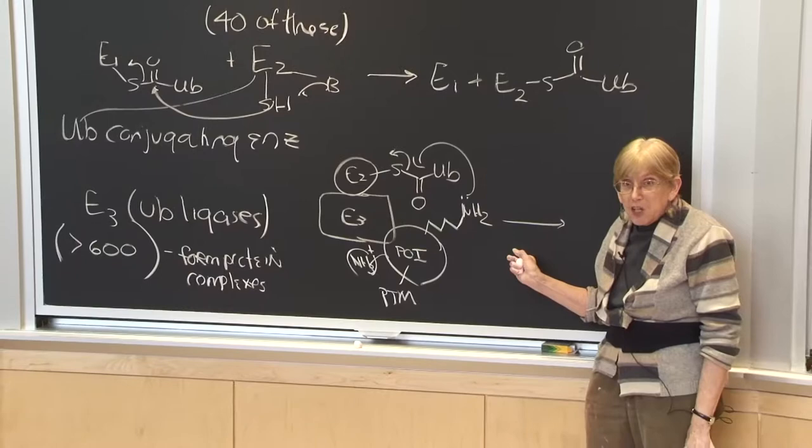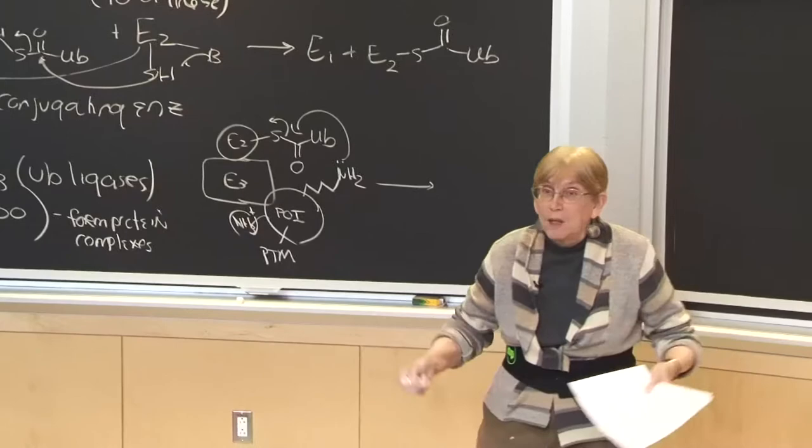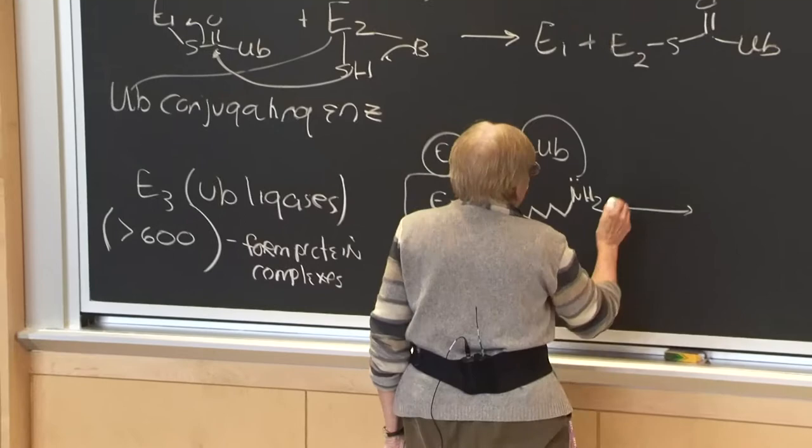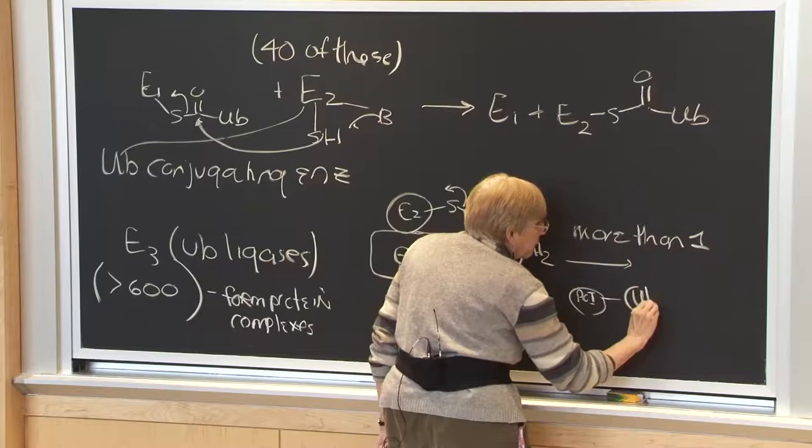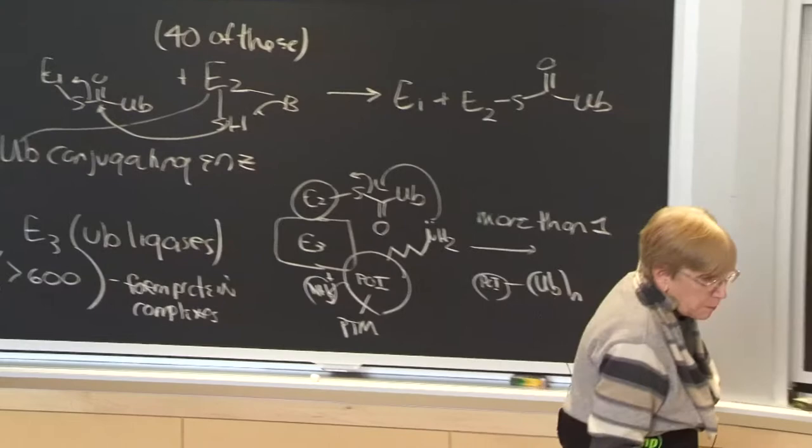And in one of the handouts, they had an E4. There could be E4s that also act processively to attach ubiquitins. So you can attach more than one to give you basically the protein of interest with the ubiquitins actually attached. Okay, so that is the machinery.